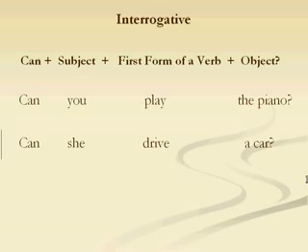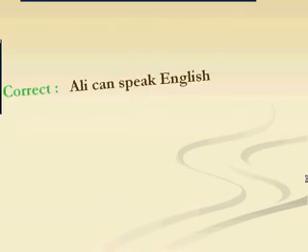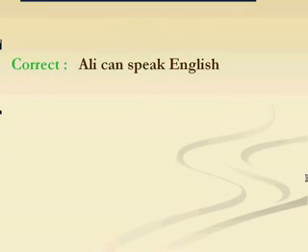Now these structures are very easy to use and remember. You can easily form sentences of can. We always use first form of verb with can, but there may be some mistakes which students may make. So for example, the correct form is Ali can speak English. Here you see there is nothing else, no s or no t or no helping verb, right? So Ali can speak English, this sentence is right.